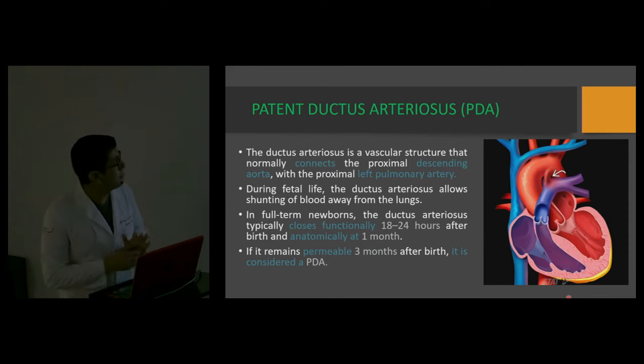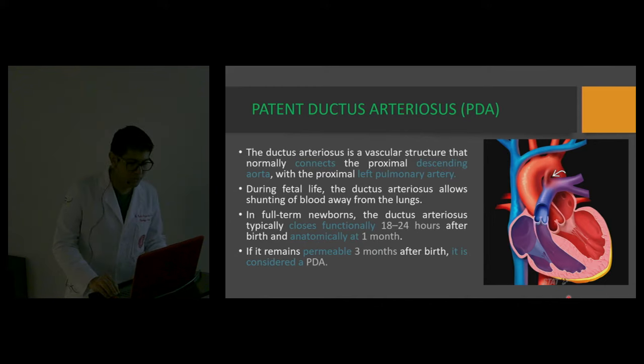Another anomaly is the patent ductus arteriosus. Patent ductus arteriosus is a vascular structure that normally connects the proximal descending aorta with the proximal left pulmonary artery. During fetal life, the ductus arteriosus allows shunting the blood away from the lungs.